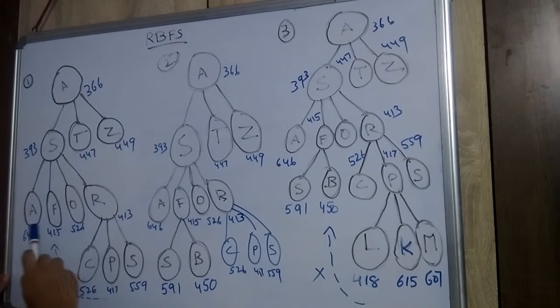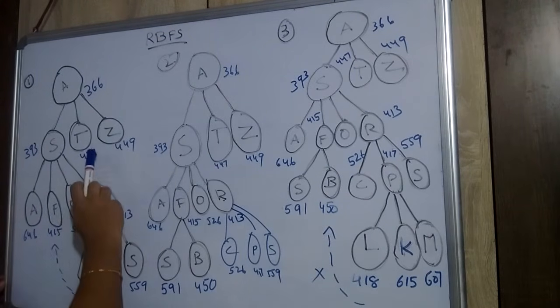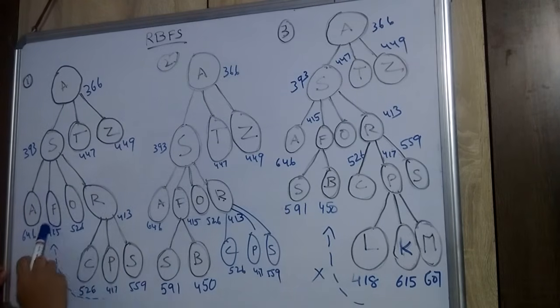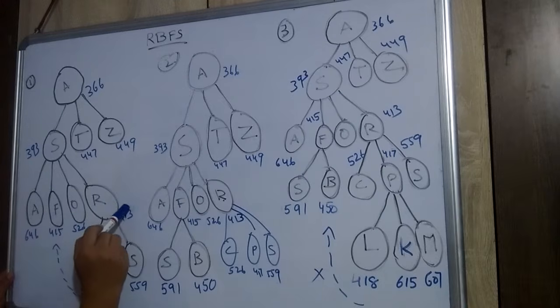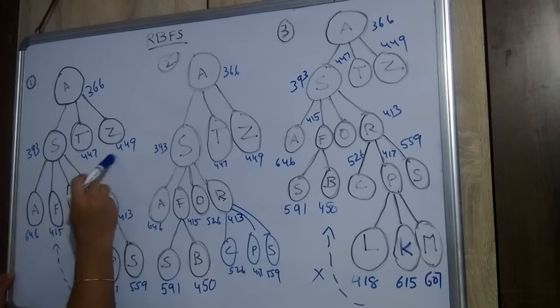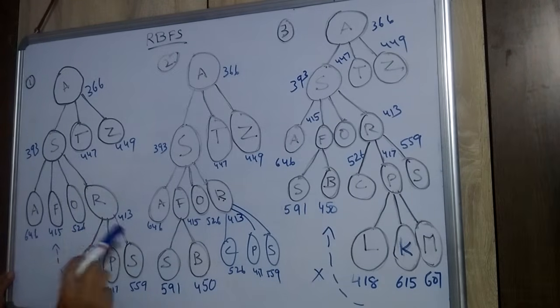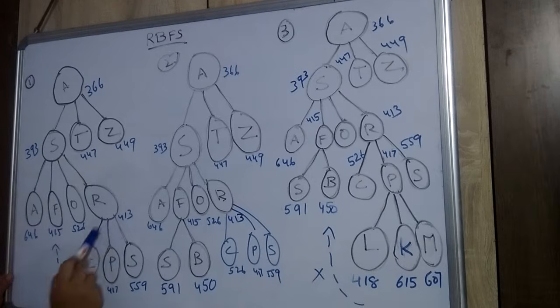Now look at this. After expanding this one, 646, 415, 526, 413, it looks to the previous level. Is there any minimum value? Here the minimum value is 413. If there is any value before this that is smaller than this, then it goes and tries to expand that. For 413, there is no smaller value here, so it is simply left at this level. But again, it checks here. 413, the R value, it expands all. So here it gets 526, 417 and 557.